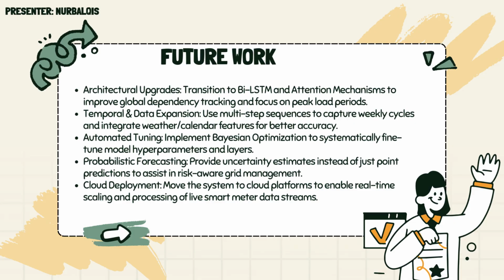First, architecture upgrades. We'll transition it to bi-LSTM and attention mechanism to better track global dependencies and focus specifically on high-demand peak periods. Secondly, data expansion. We plan to use multi-step sequences to capture weekly cycle and integrate external features like weather and calendar events for higher accuracy. Third, optimization and forecasting. We will implement Bayesian optimization for automated tuning and move toward probabilistic forecasting to provide uncertainty estimate for better risk management. Finally, cloud deployment. The goal is to migrate this system to cloud platform and it allows us to scale and process live smart meter data in real time.